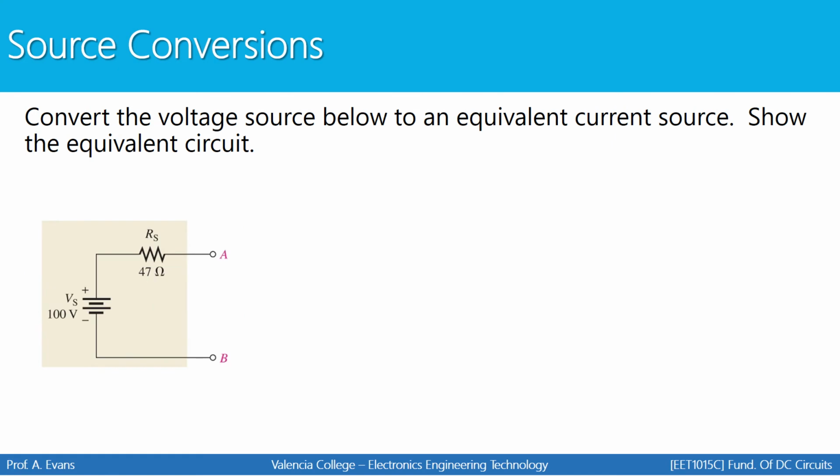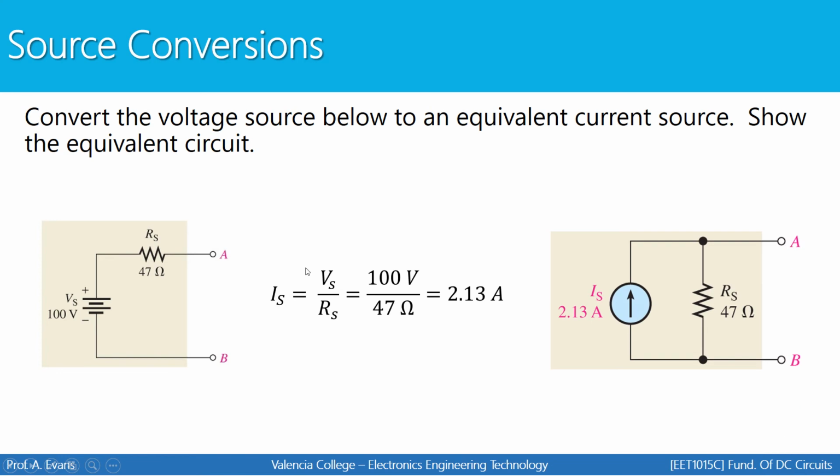If I have a voltage source and I need to convert it to an equivalent current source, I'll simply use Ohm's Law again, but in the opposite fashion. I'll calculate the current that must be available from this circuit by doing Vs over Rs. And then I'm going to draw an equivalent diagram which shows that current source with that value of current and the internal resistance in parallel to the current source.